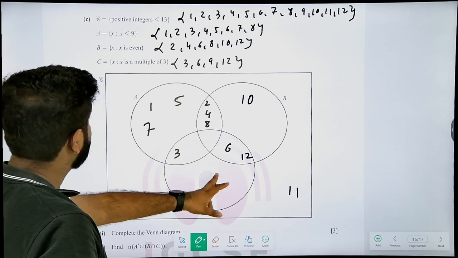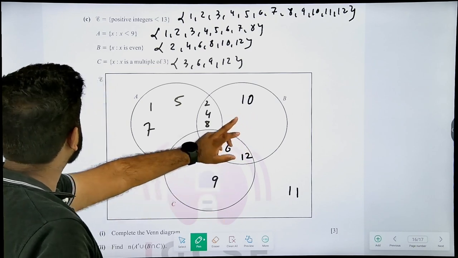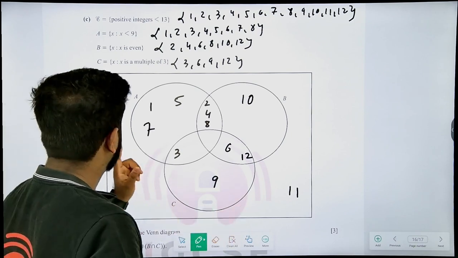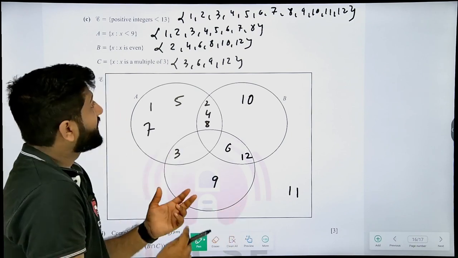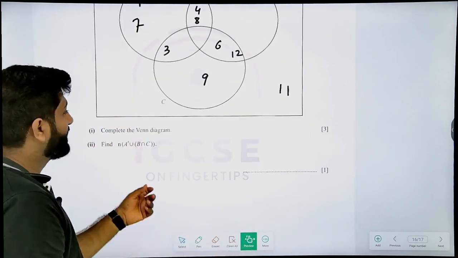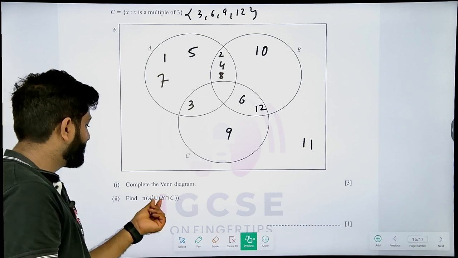9 is only C. 10 is only B. Correct. 11 is going to be outside and 12 has to be a part of B and C. Yes. Seems correct, guys. Fingers crossed. Seems correct. Next question. Find A union B intersection C.